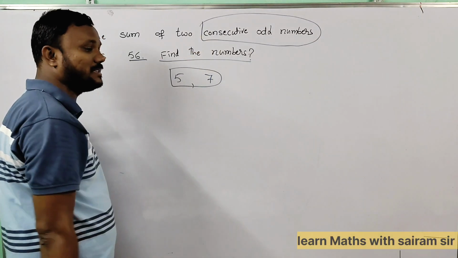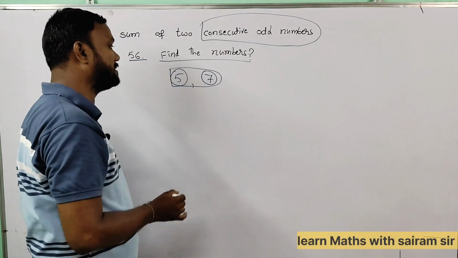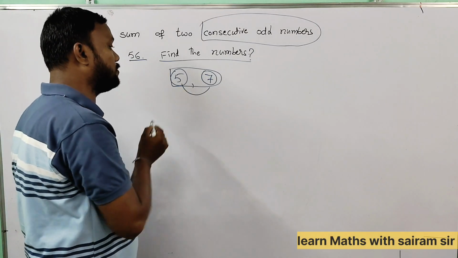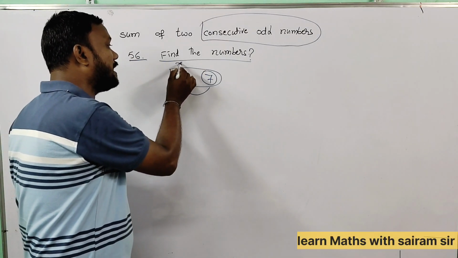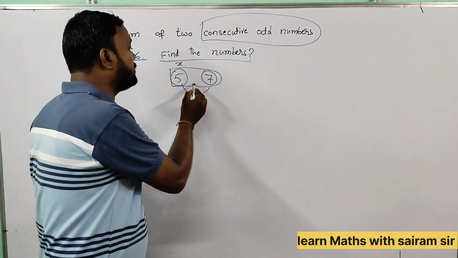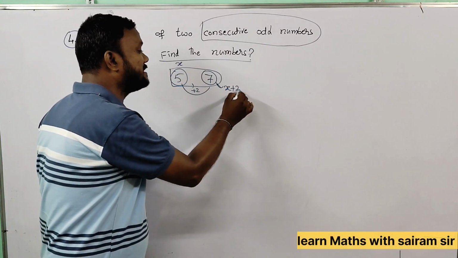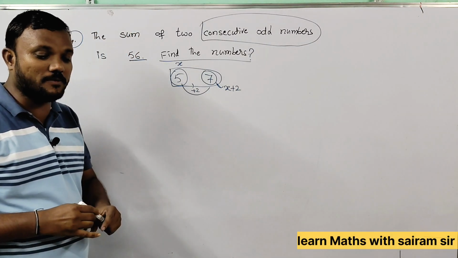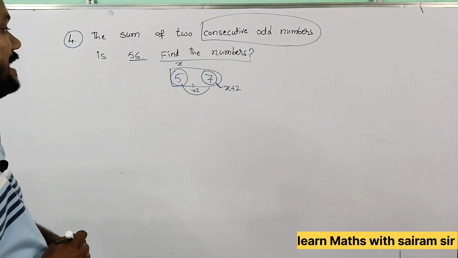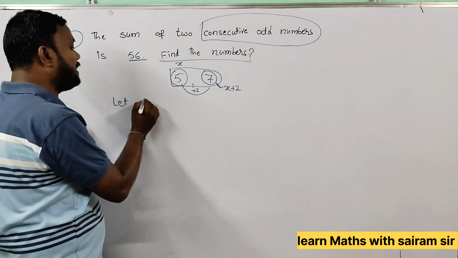And why he has given this, if you notice the relation between these two consecutive odd numbers, the difference between these two consecutive odd numbers is always 2. That means if I suppose the smaller number as x, to get its next consecutive odd number, I should add 2 to it, and I will get x plus 2. That means we always need to remember that two consecutive odd numbers are in the form of x and x plus 2.